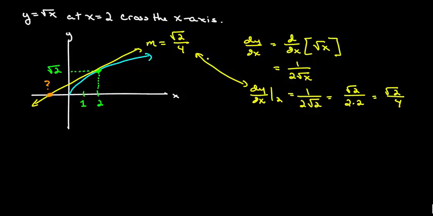So we know that we have that for the slope. Now we also know that the point (2, square root 2) falls on both the blue line and the yellow line. So we want it for the yellow line, so we're going to do y minus y1 is equal to m times x minus the x1 value.